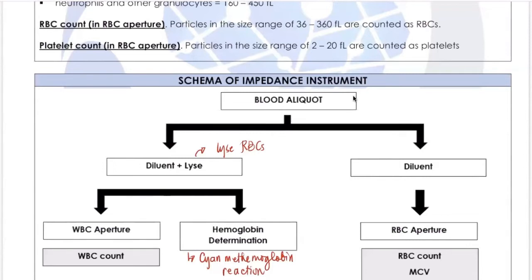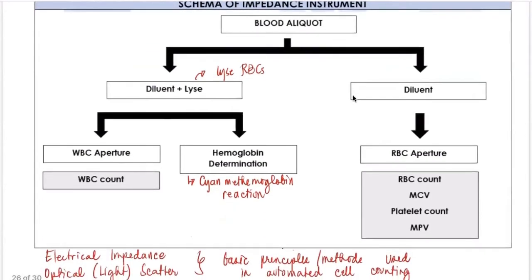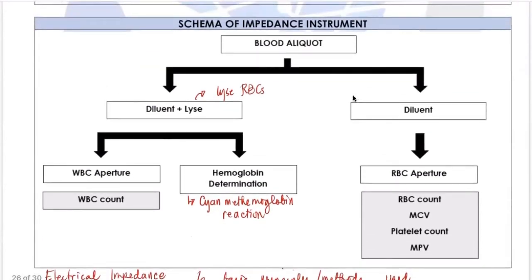Okay? Then lastly, our platelets are counted in the same aperture with our red blood cells. And platelets are those ranging from 2 to 20 femtoliters. Okay? So dito naiintindihan dapat natin that the electrical impedance instrument is only able to differentiate cells based on their size. Nalalaman natin yung kanilang size based on the height, based on the amplitude of the pulse that they create. Okay? So yan po yung ating electrical impedance.